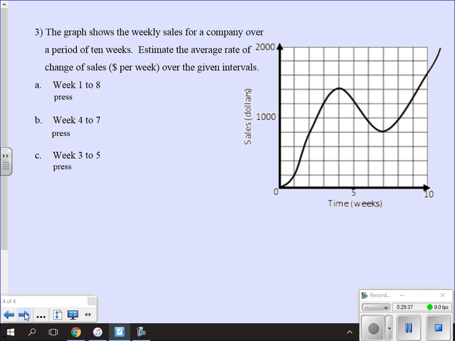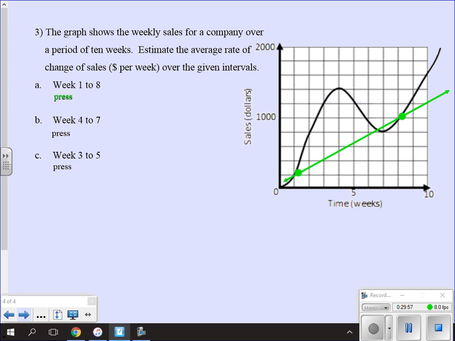So yeah, this is an estimate of what we're doing. It's not exact. It is an estimate. So between week 1 to week 8, connecting those 2 points for finding the average. The average is going to be the slope of that line.